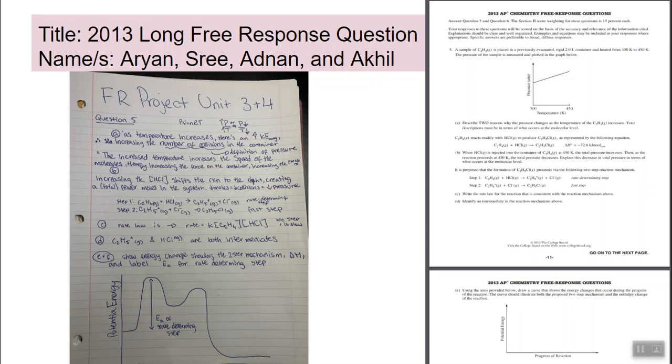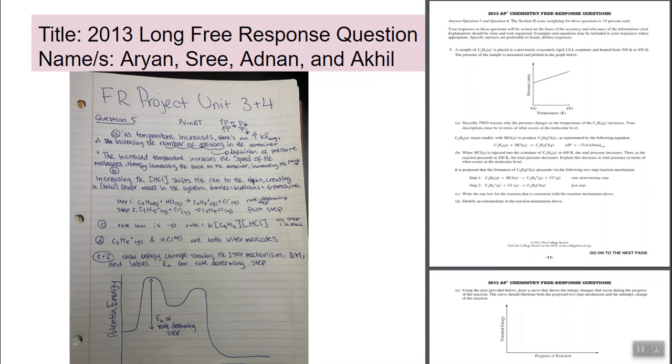Part B. When HCl is injected into a container of C2H4 at 450 Kelvin, the total pressure increases. Then, as the reaction proceeds at 450 Kelvin, the total pressure decreases. Explain the decrease in total pressure in terms of what occurs at the molecular level.